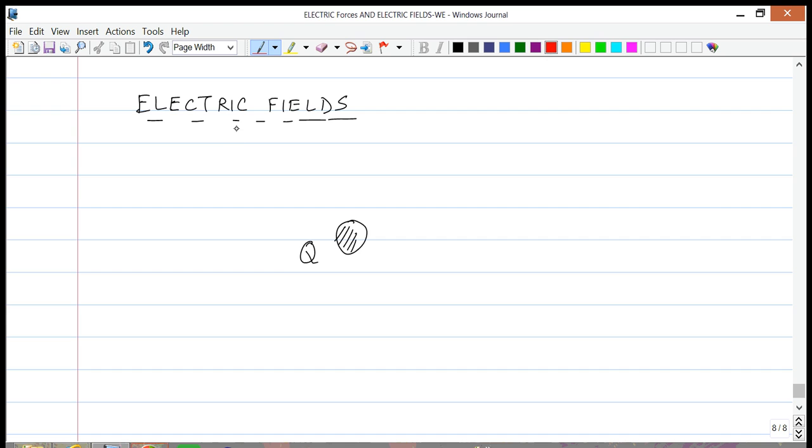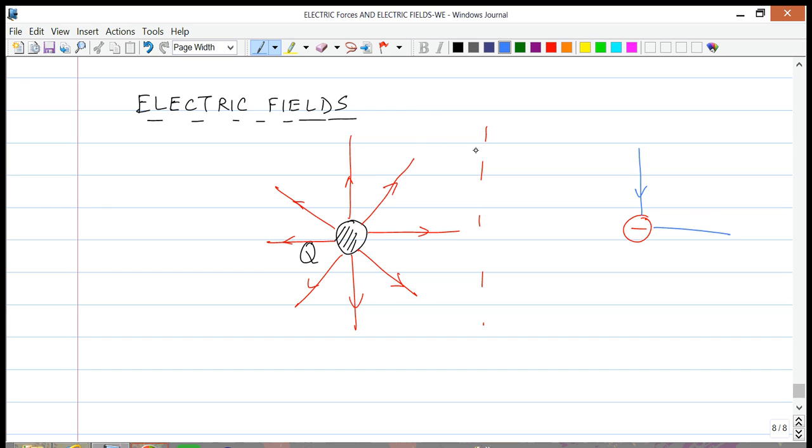around itself. Now what we know is that if the charge is positive, then the field can be represented by electric field lines that point radially outward from the charge. On the other hand, if we had a negative charge, then these lines would point into the charge.